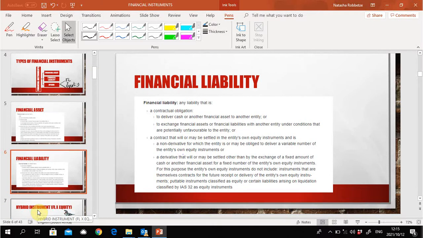A financial liability is the opposite. That is the contractual obligation to deliver cash or a financial asset to another entity, or to exchange financial assets and financial liabilities under conditions that will be unfavorable to the business. Again, there's a contract that might be settled in the entity's own equity instruments, and these instruments may be non-derivative or derivative.